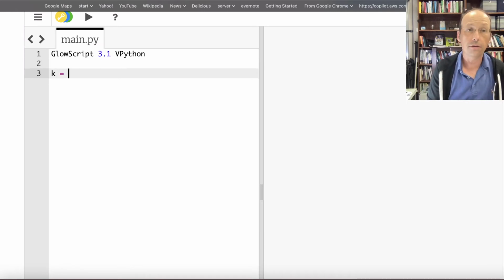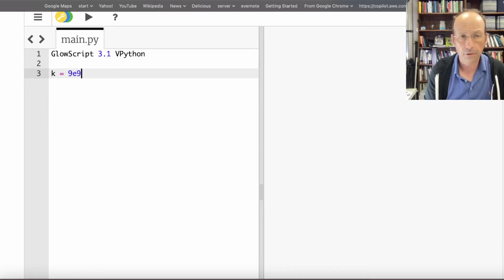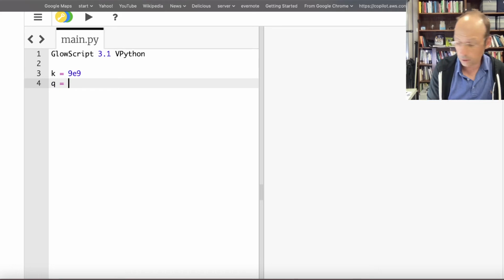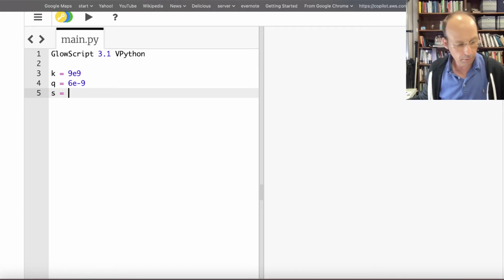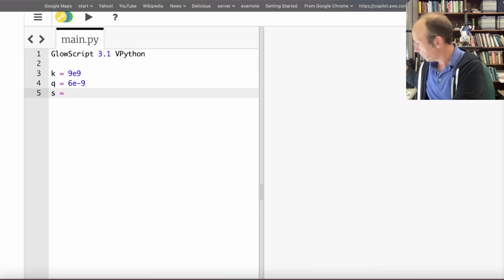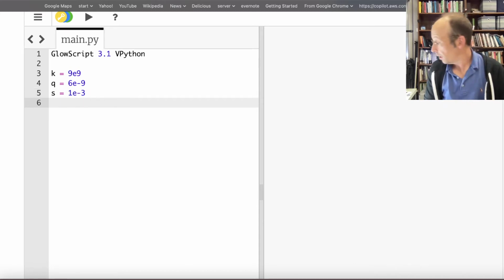The first one I'm going to call K is 9 times 10 to the 9th. K is your 1 over 4 pi epsilon naught. I don't want to write this out, that's the whole thing. Then I have Q equals, what did I say it was? 6 nanocoulombs, so 6 times 10 to the negative 9th. S is 1 millimeter, so 1E negative 3.